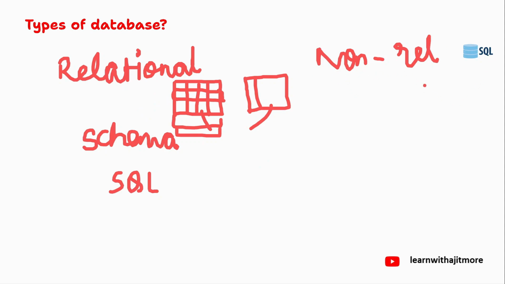Now coming to non-relational databases, this is a modern concept. Relational database is too old, from the 1970s, an IBM project. From there it is coming.